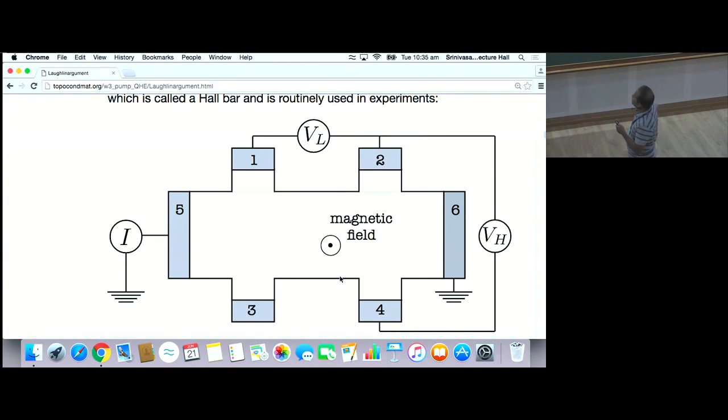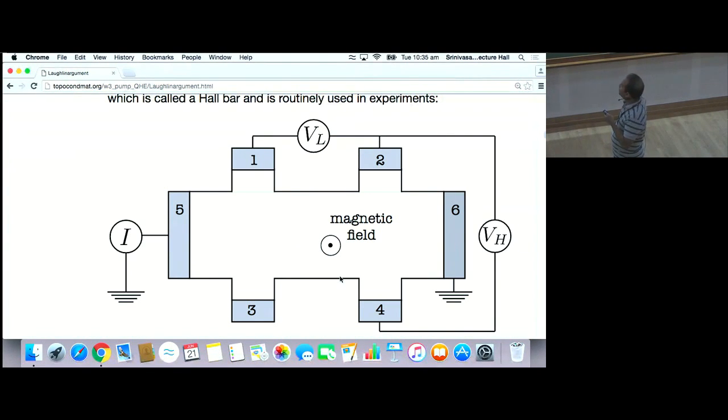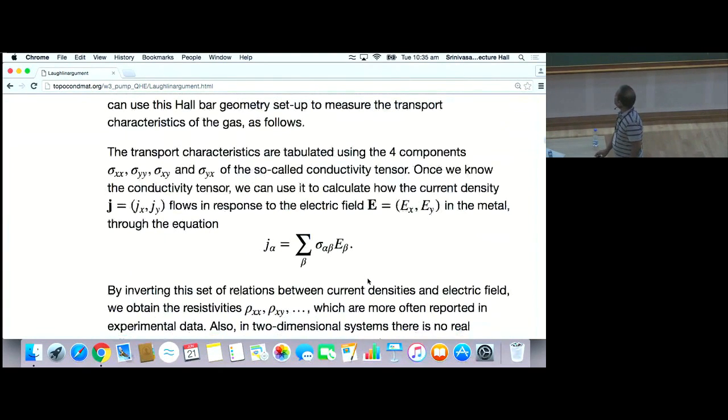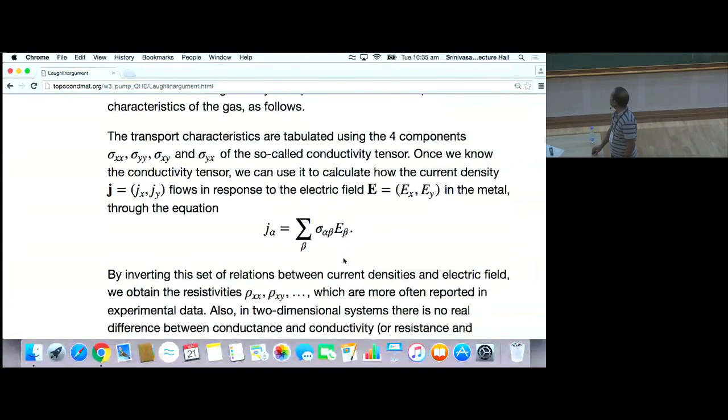You're measuring a Hall voltage between 2 and 4, and you can also measure a longitudinal voltage between 1 and 2. The Hall voltage is perpendicular to the current that you're driving. The longitudinal voltage is along the current that you have. You can turn the voltage into an electric field and the current into a current density, and there are conductivities that you can define, which are longitudinal and Hall conductivities.